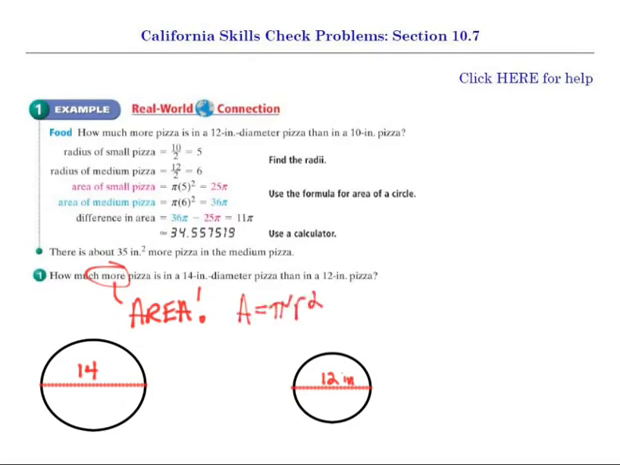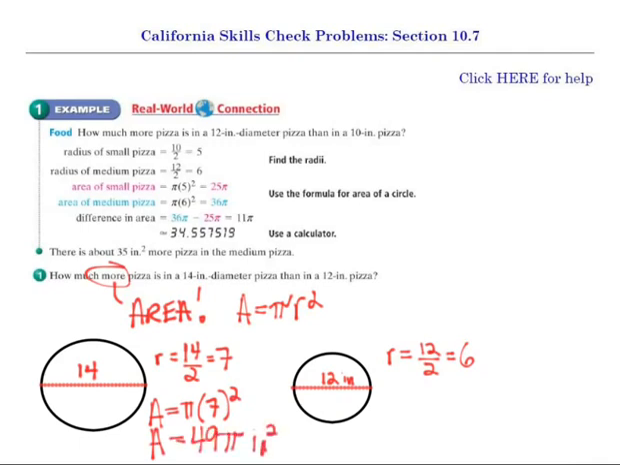Find the area with pi r squared for a circle. If my diameter is 14, my radius is 7, and so I can use that radius to figure out the area of the larger circle. The radius of the smaller one is 6, or half the diameter. Then using pi r squared, I put in 7, and I get 49 pi. I'll leave it like that. And for the other one, I'm going to get 36 pi when I put 6 in there, so 36 pi.